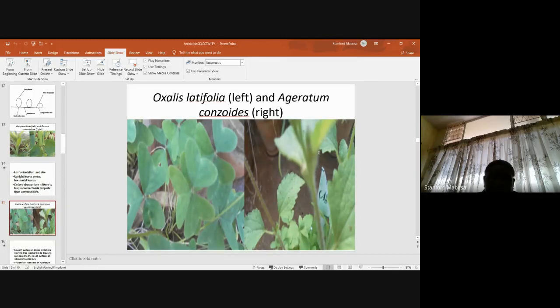Here we've got an example of Oxalis latifolia, which is on the left, and Ageratum conyzoides, which is on our right. Please look at the Oxalis latifolia leaves, which are almost smooth, and those of Ageratum conyzoides on the right, which are rough with some hairs.